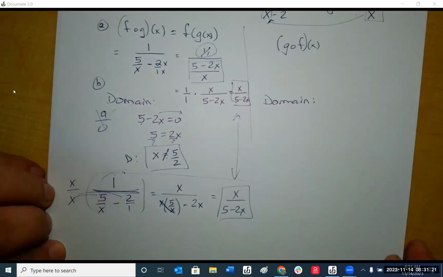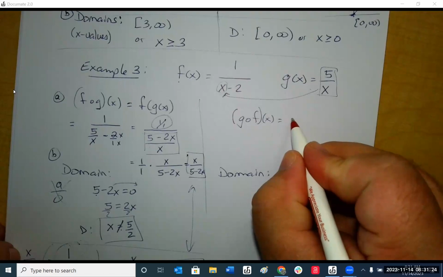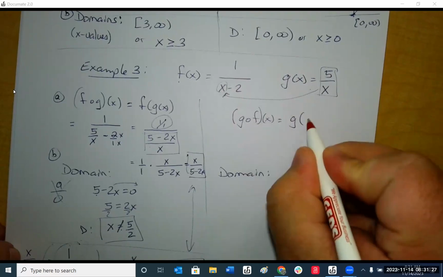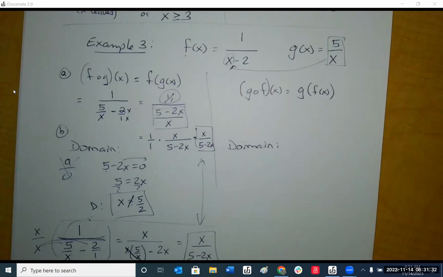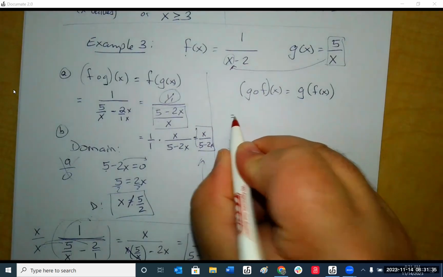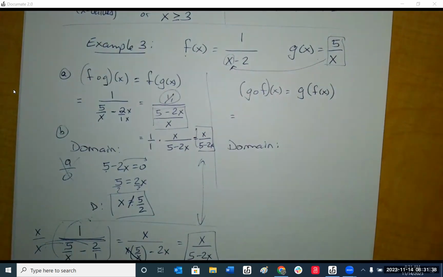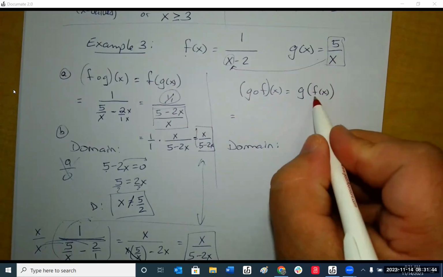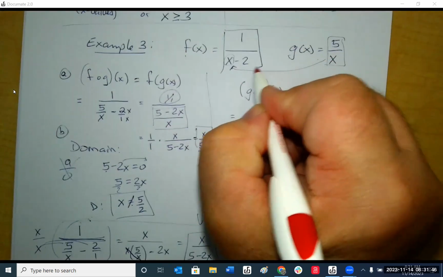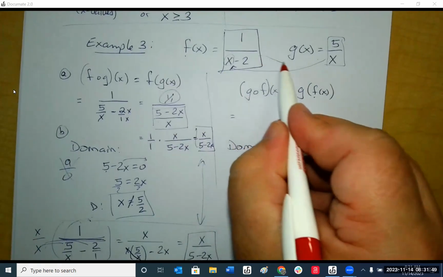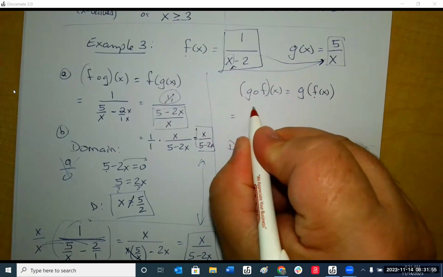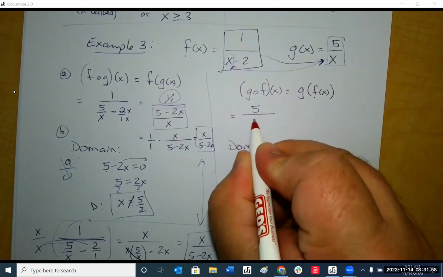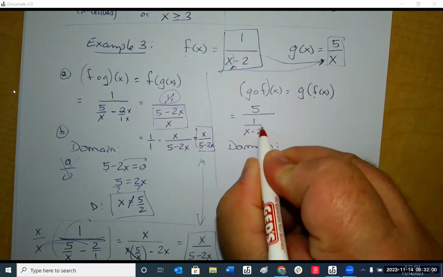Let's do the other one. Since f is on the inside, it's like this. So since f is my function, anywhere I see an x in the other function, the g of x, I put that in its place. So we're going to have 5 divided by 1 over x minus 2.